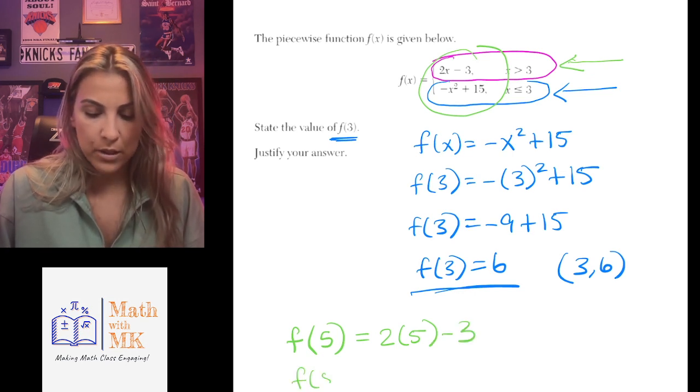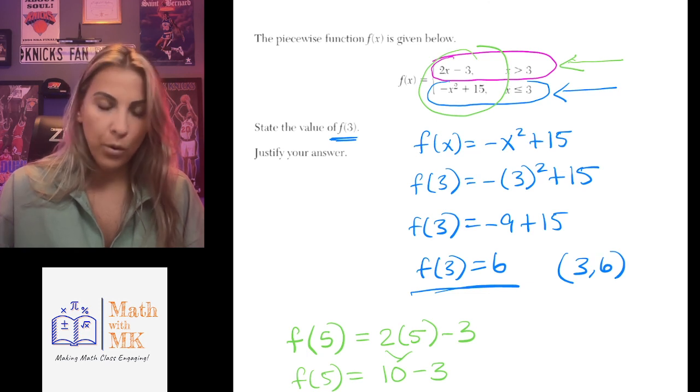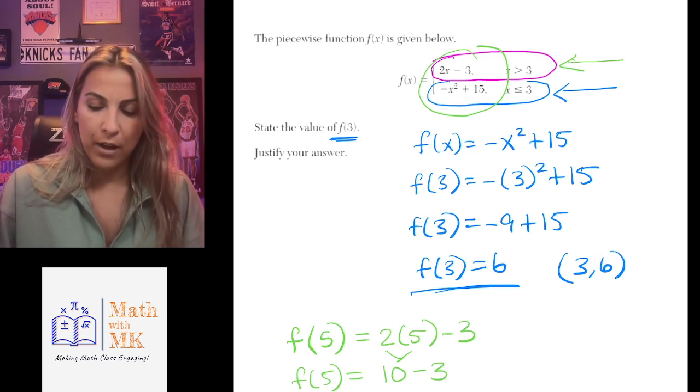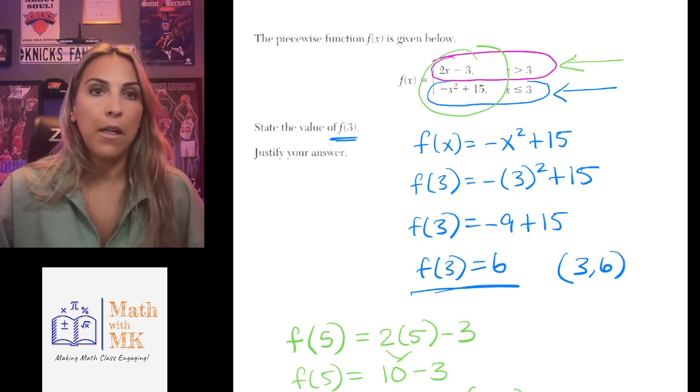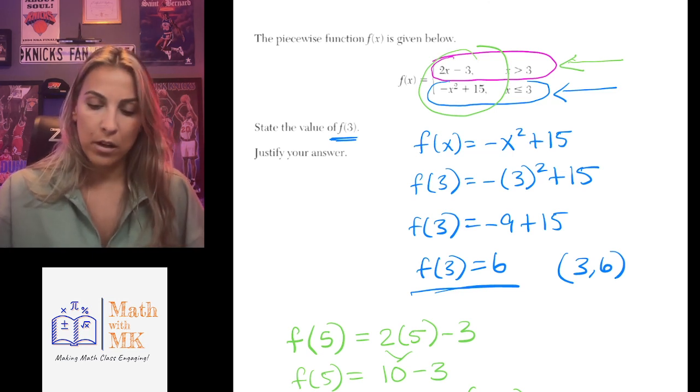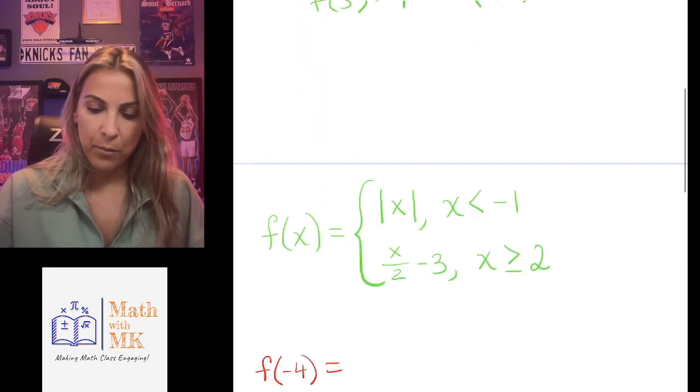And now again, we're just going to evaluate. So either grab your calculator or do this by hand. 2 times 5 is 10. I bring down my minus 3. F of 5 equals 7. So that 5, 7 is a point on this piecewise function. All right, let's do one more example.